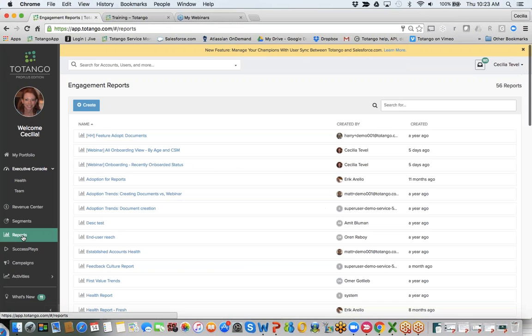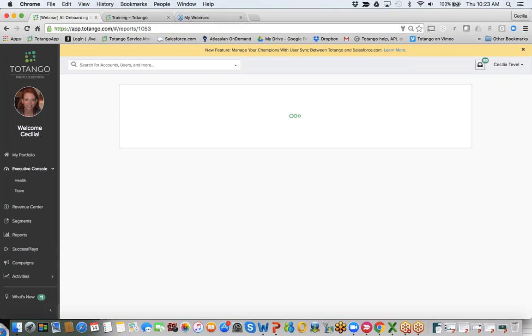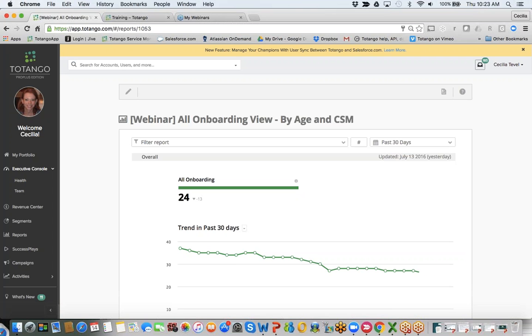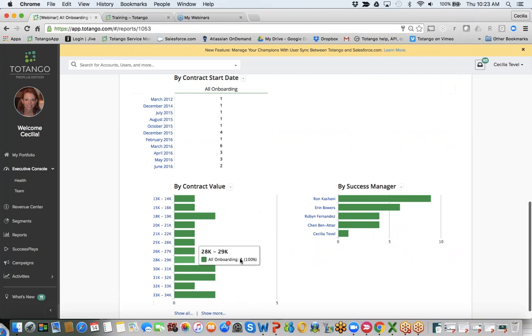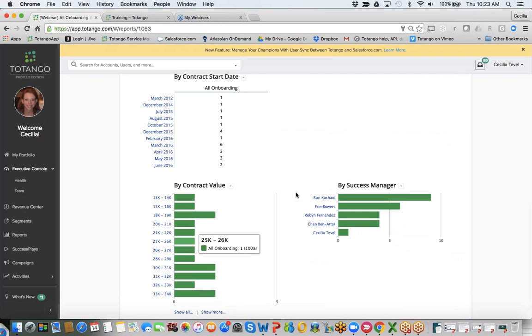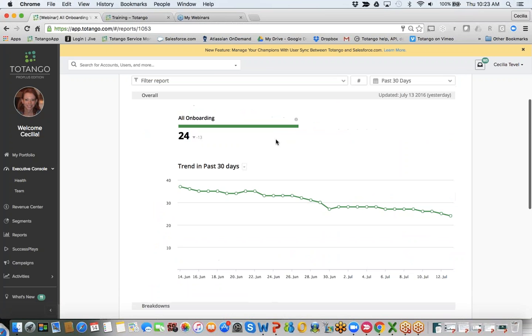Now I want to jump into the reports really quick as well. So I have a couple examples here. One is looking at all onboarding for the customers that are currently in onboarding, broken down by the specific customer and how long the customer has been with us. So this essentially shows me that I have 24 customers currently in onboarding. I can also see my trend line on each date for the past 30 days.